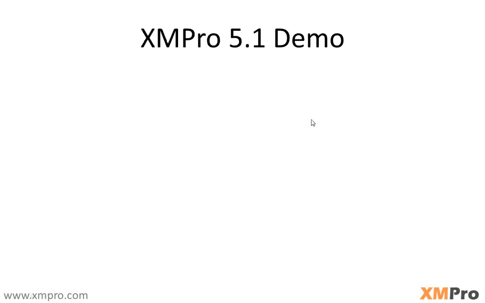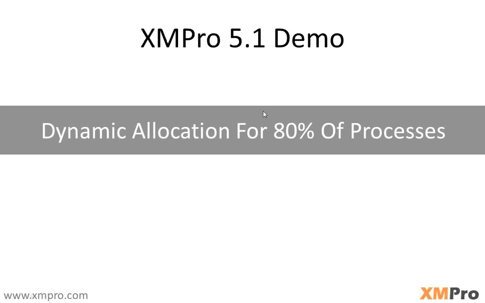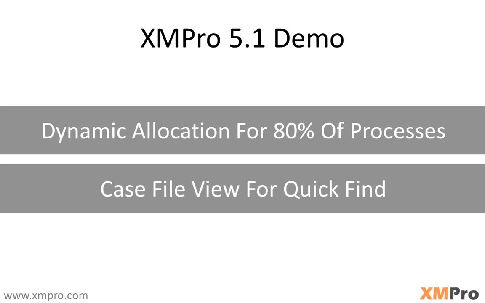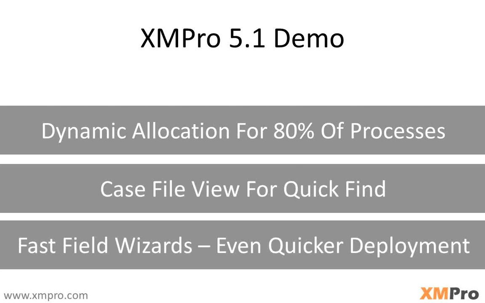So in the XMPro demo, what we're going to show you is, first of all, this whole dynamic allocation approach, how we do that. 80% of processes have collaborative components or dynamic allocation components in them, and that's what we'll show you. We'll show you how we set that up. We're going to show you how we use case files for a quick find of information, and what we call fast fields. It's for even quicker deployment.